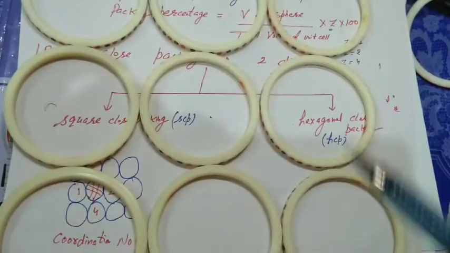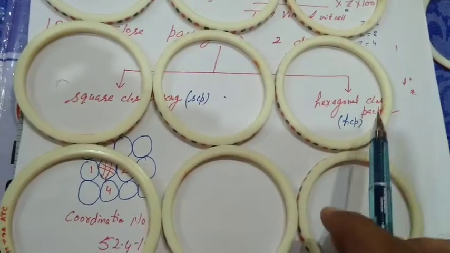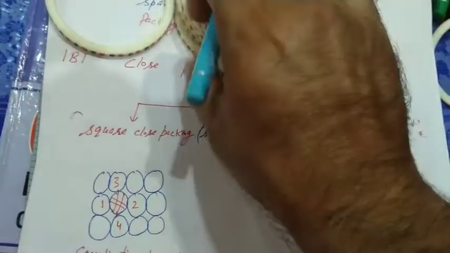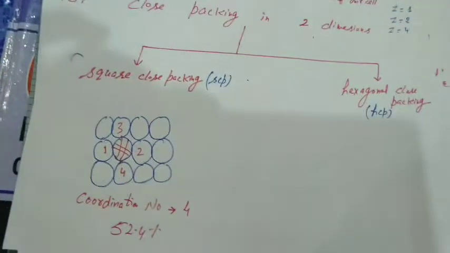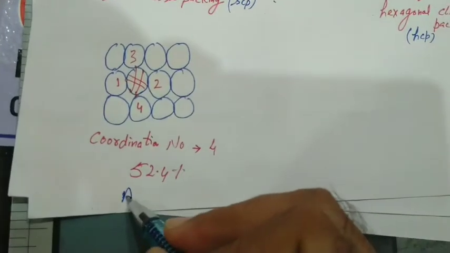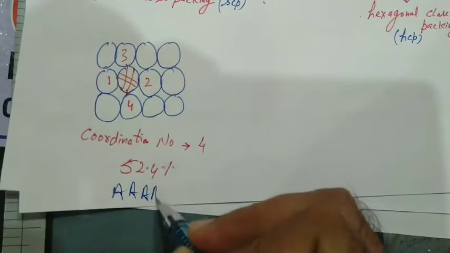Percentage of the total occupied space, it is called packing percentage. That's the first way in 2 dimension, that is square close packing. Spheres in second row are placed exactly above the spheres of first row. It is called AAAA arrangement. Similar rows repeat again.